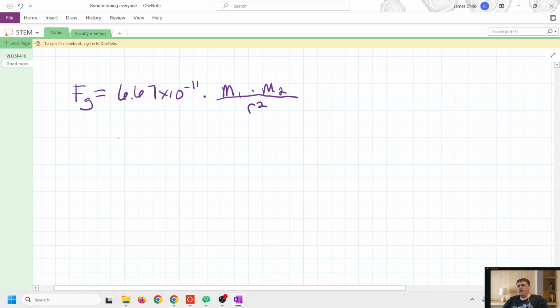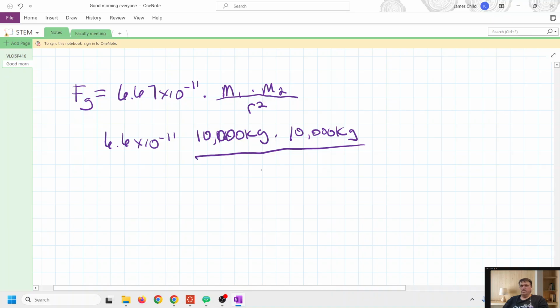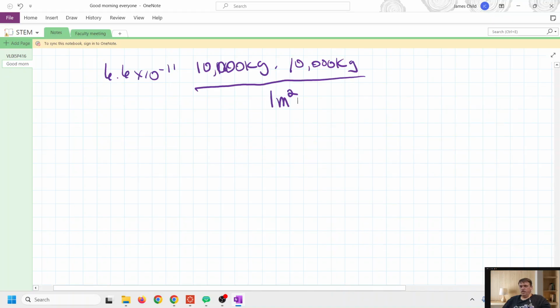Okay, so that means that this 6.67 times 10 to the negative 11 times, we're going to say 10,000 kilograms times 10,000 kilograms, and we're going to say that it's one meter apart. So 1 meter, and that's squared because our radius is squared. 1 squared is 1. That doesn't change.